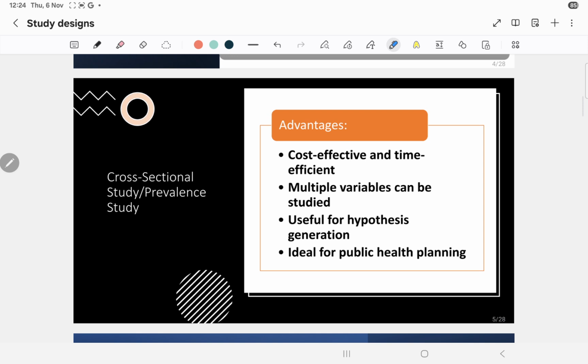Because we are just gathering data from the real world population, we don't need much resources. That means cross-sectional studies are very cost effective and time efficient, and we can collect the data for multiple variables from the population. So they can be useful for hypothesis generation, and they are ideal for public health planning, because you just gather the data, make an association between the risk factor and the disease, and you can generate a hypothesis and also plan for public health accordingly.